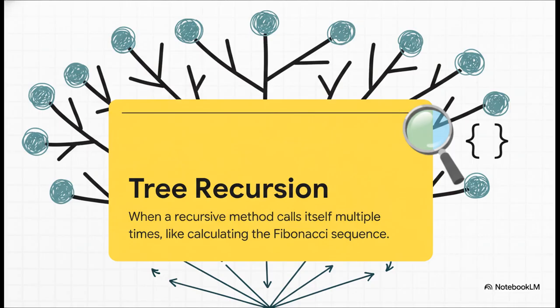A famous example is calculating the Fibonacci sequence. Remember that one? Where each number is the sum of the two previous ones. To figure out, say, Fibonacci of 5, you need to know 4 and 3. And to know 4, you need 3 and 2. You can see how it creates this huge branching cascade of calls. This is where recursion really starts to show off its power.